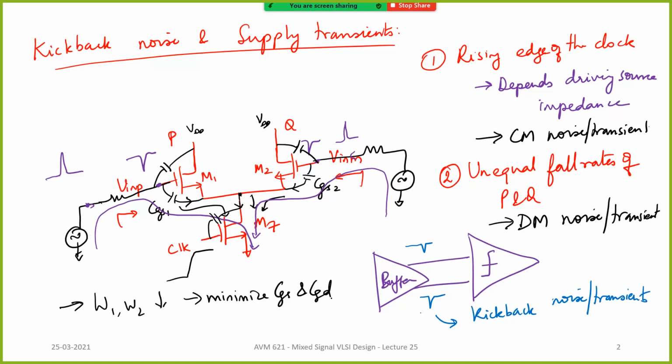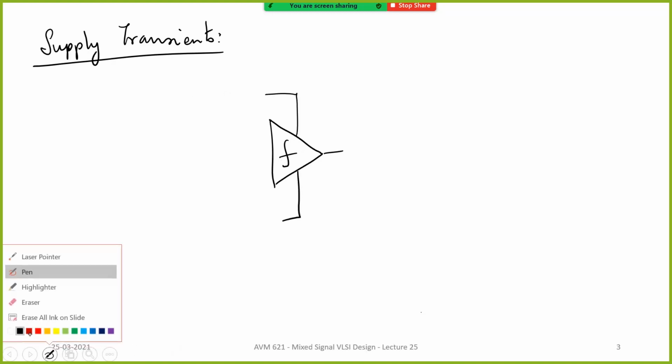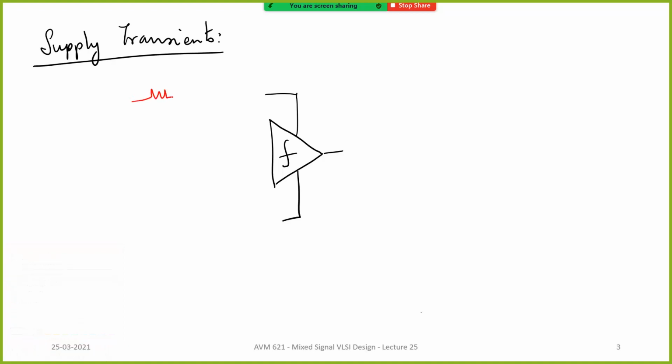Okay, now there is also what is called supply transients. Now what are supply transients? So let's say you have this comparator, right? You have the VDD line and you have the ground line. Now this VDD line and ground line are going to have some small resistance, small inductance. Now this will of course be a distributed parameter, but let's try to understand what happens.